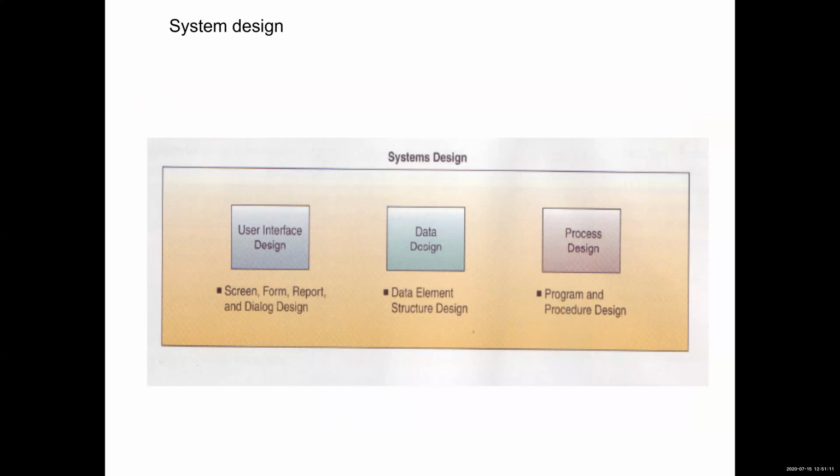Now, when it comes to the system design process, there are three key activities. The first one is the user interface design. Here, you design the screens, the forms, the reports, and the dialogues that are required to make the system work.